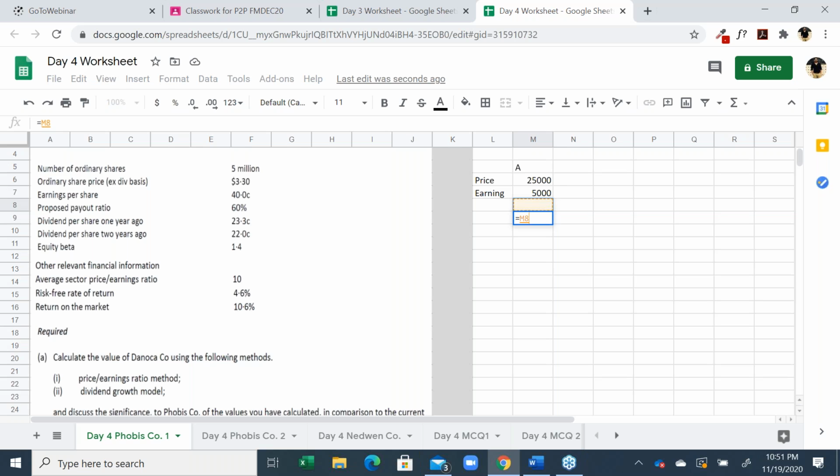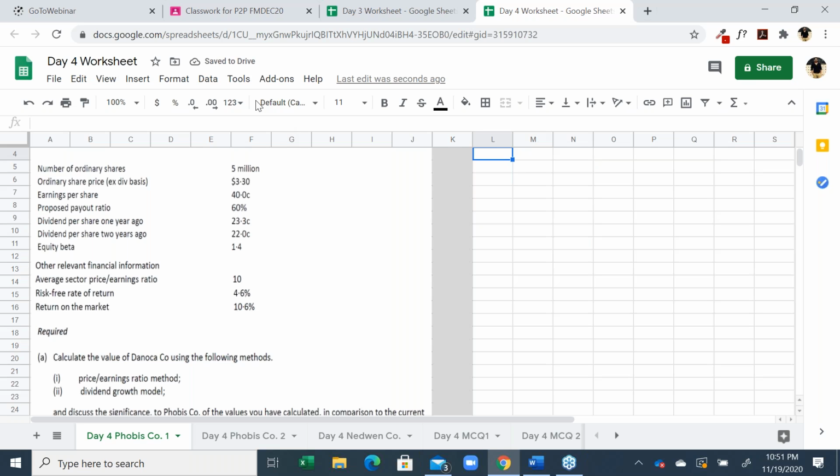The price earning ratio of this company is 25,000 divided by 5,000. That's 5 times. This is called PE ratio. This company is valued as 5 times of its earning, which means that if it is giving us an earning of $1, we are willing to pay $5 for this share, which is giving us $1 of earning on every share. That's what price earning ratio is. So we have to use this ratio to find out the value of Denoka company.